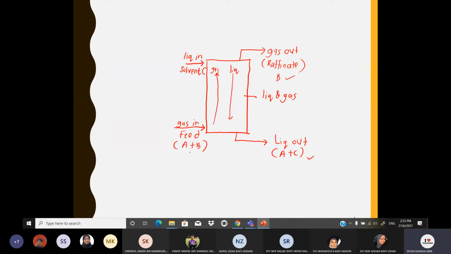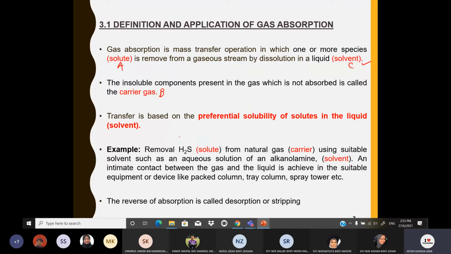Okay, so the transfer is based on the preferential solubility of the solute in the liquid. The mass transfer depends on the solubility of your solute A in the solvent. So this is an example: removal of hydrogen sulfide, which is your solute A, from a natural gas carrier. This one is your B, right?